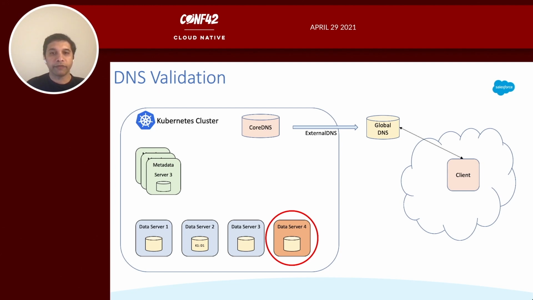So, for example, if data server 4 here is just booting up, it should not go online until it's absolutely certain that its DNS records are available in global DNS. So we have to actually build logic to make sure that it can validate that global DNS has actually got its DNS records. And once it's confirmed, only then would the data server declare itself as available for traffic. So this is one of those steps you might have to deal with in the real world when you're trying to use Kubernetes and stateful applications in general.